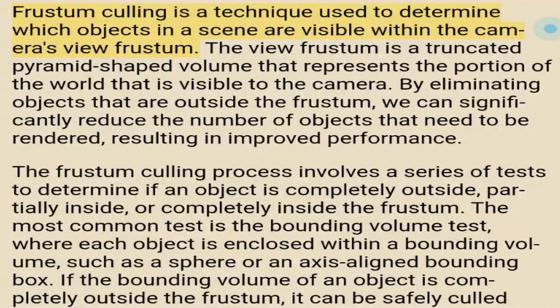Frustum culling is a technique used to determine which objects in a scene are visible within the camera's view frustum. The view frustum is a truncated pyramid-shaped volume that represents the portion of the world that is visible to the camera. By eliminating objects that are outside the frustum, we can significantly reduce the number of objects that need to be rendered, resulting in improved performance.